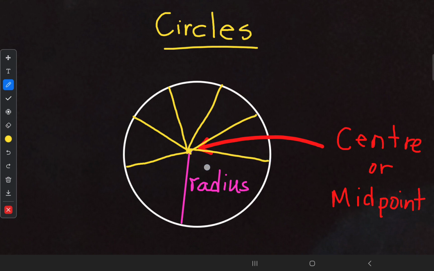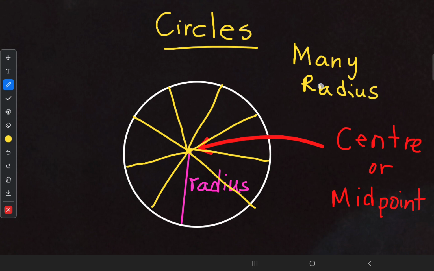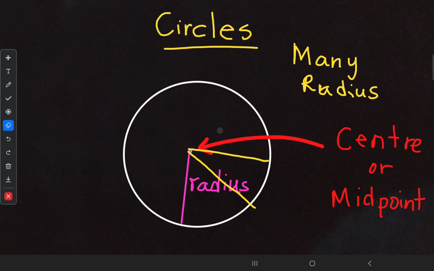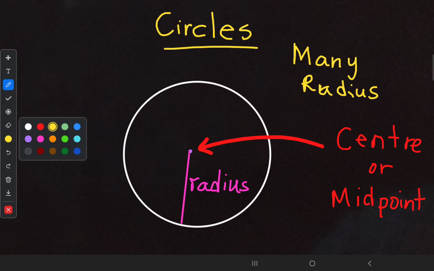There are some questions. In a circle, how many radius can we draw? For that, you should answer: many. You can draw many radius in a circle. That means radius is when we draw a straight line from midpoint to circle. When we draw a straight line from midpoint to circle, that is called a radius.